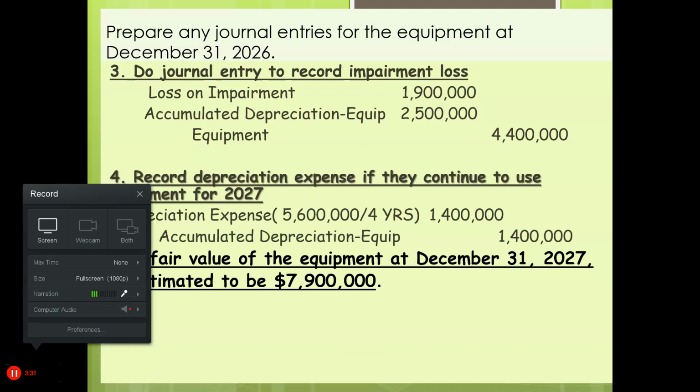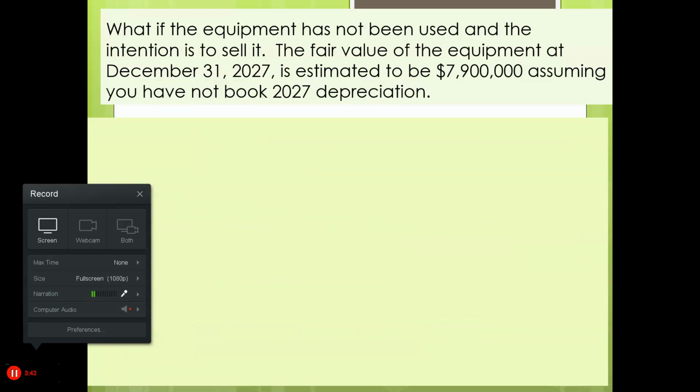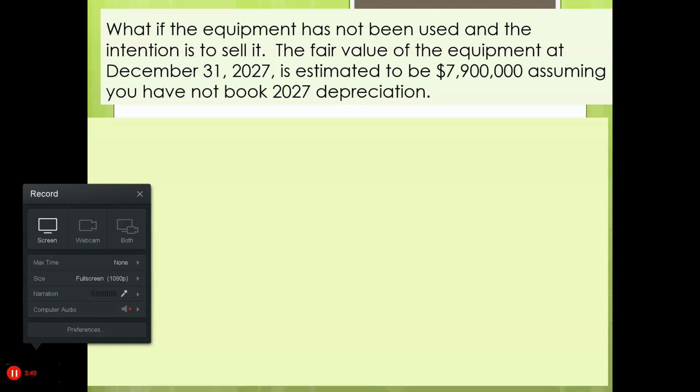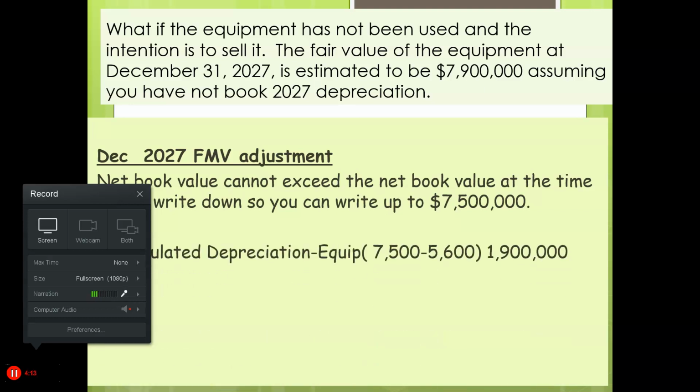Now, the fair value of the equipment at December 31st, 2027 is estimated at $7.9 million. Since we have used the equipment, GAAP does not allow you to write it up. So now what happens? We have our December 2027 fair market value adjustment. Net book value cannot exceed the net book value at the time of the write-down, so you can write up to $7.5 million based on the fact we haven't used it. So we're able to recover the $1.9 million. That's the maximum we can recover.